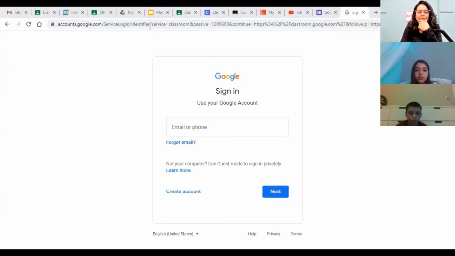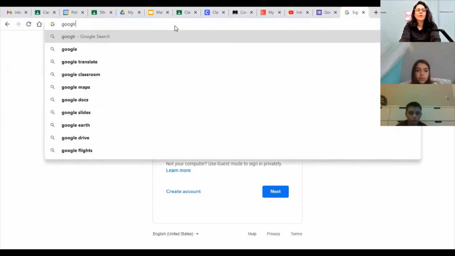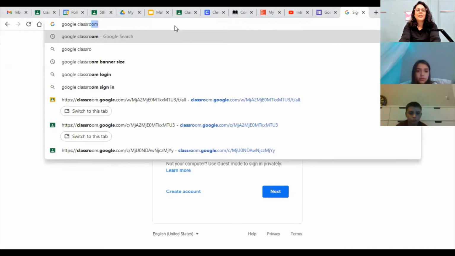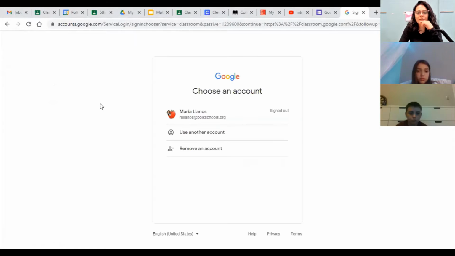So good thing we're doing this. Okay. So do you have a browser popped up like this? And so what you can do is you can type on top Google Classroom. Okay. And then just go through it from there. Yeah, and then you just click on Google Classroom and you should see something like this. Let me know when you see that. Okay.